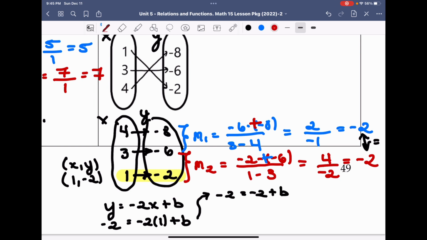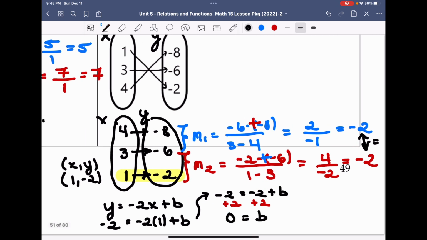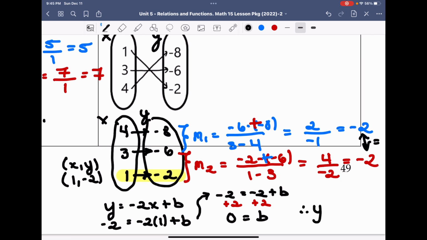If I add the 2 across on both sides, plus 2 and plus 2, therefore, I'm going to get 0 is equal to b. So finally, my equation is y is equal to negative 2x, and because b equals 0, I don't need it, and that's my final equation there. A b value of 0 is essentially saying that it crosses through the origin as the y-intercept.